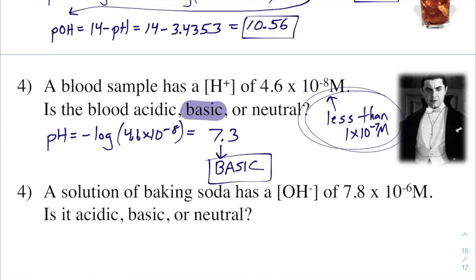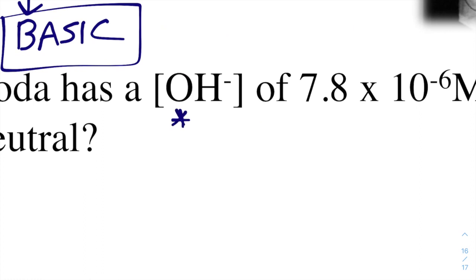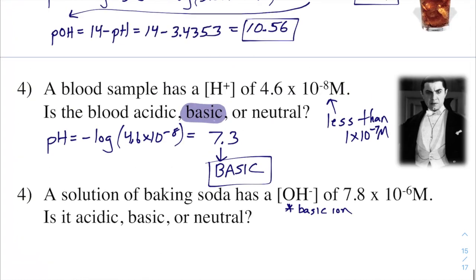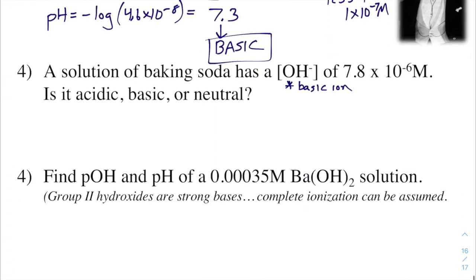If you don't feel comfortable, if you don't understand the 10 to the negative 7th comparison, you don't need to use it. A solution of baking soda has a hydroxide concentration, so this is very important. This is the basic ion. All the other examples so far have had hydronium, hydronium, hydronium. So keep in mind, now we're in the world of base here. Is it acidic, basic, or neutral?